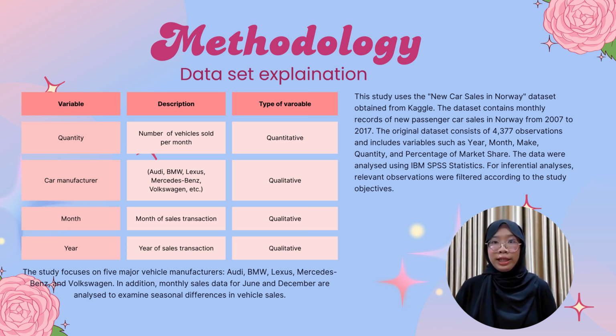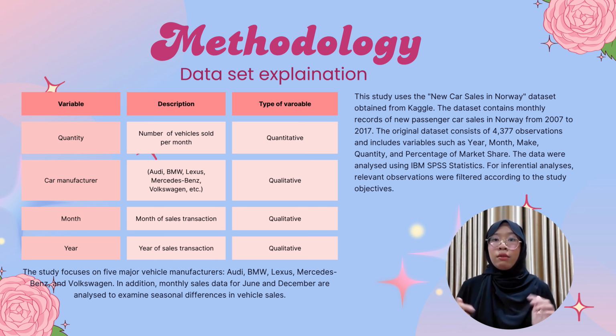For the methodology, dataset explanation. For our methodology, we use the new car sales in Norway dataset from Kaggle. The original dataset contains 4,277 observations collected from 2007 until 2017. The variables include year, month, car manufacturer, sales quantity, and market share.